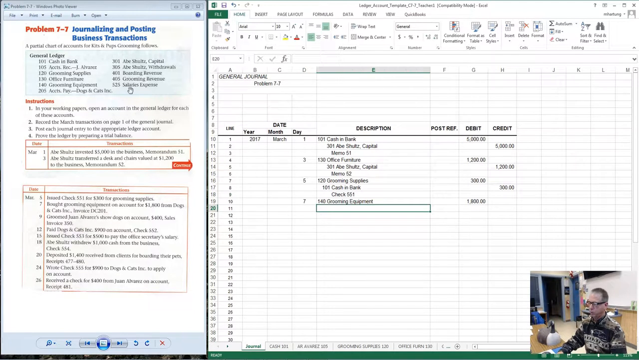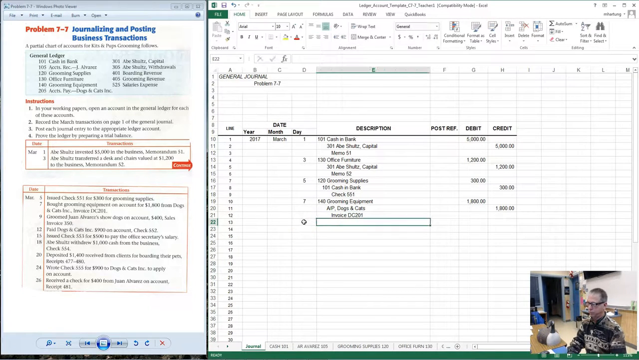$1,800. And we need to credit our accounts payable to Dogs and Cats for $1,800. Source document is invoice DC 201. The 7th has been journalized.